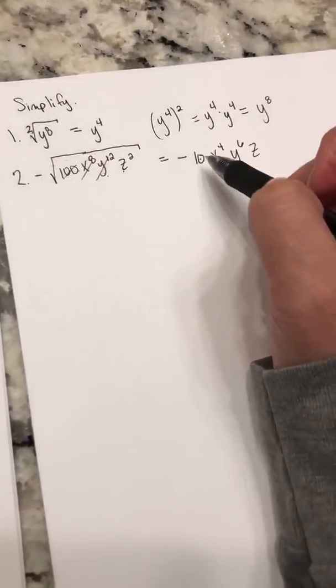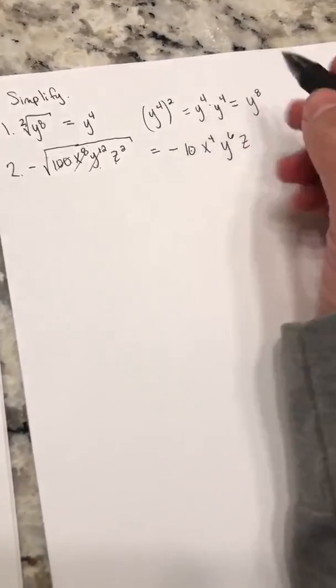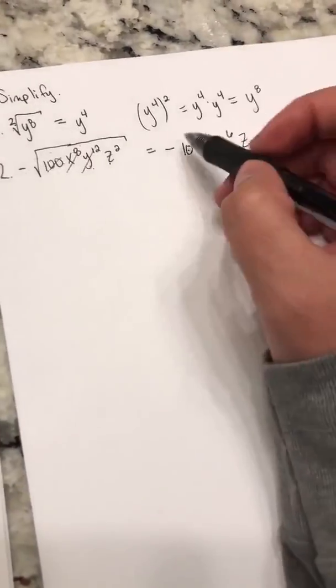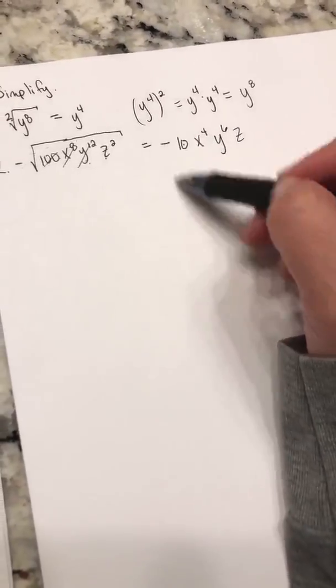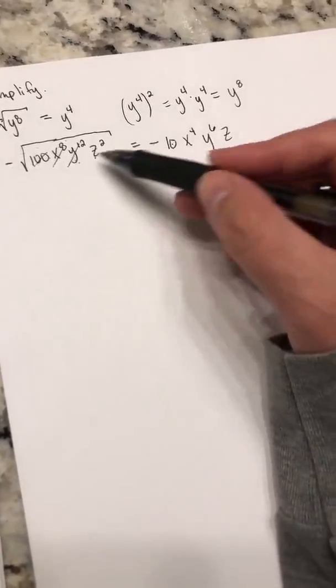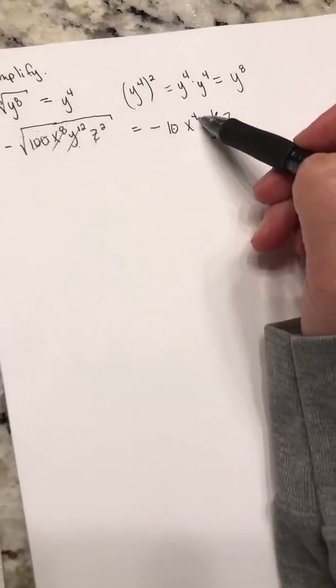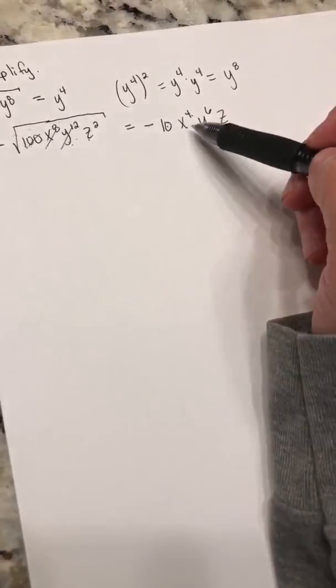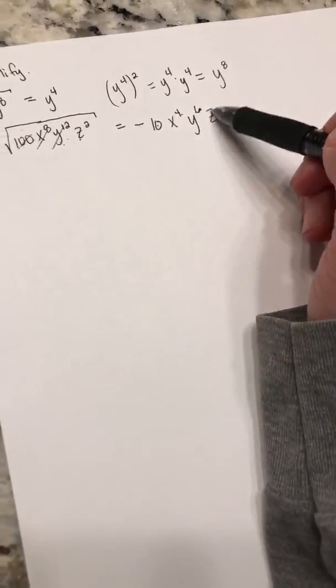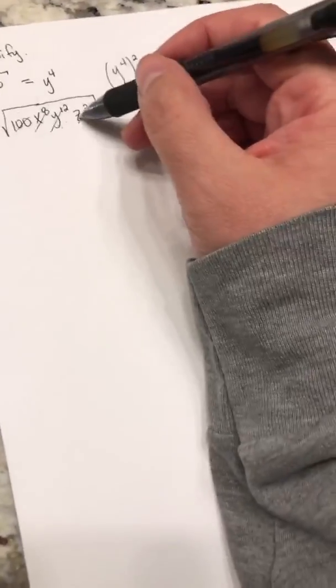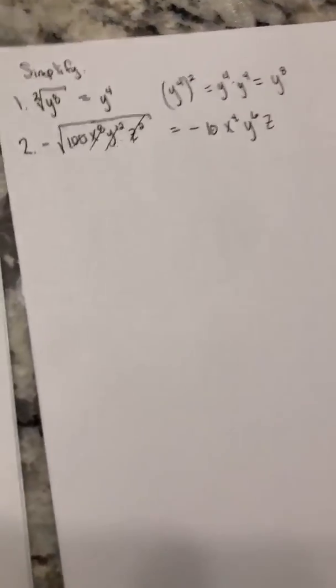So if you wanted to check this by squaring it, the negative's out front, so you would put parentheses around this and square all these. You'd have 10 squared is 100, x to the 4th squared is x to the 8th, y to the 6th squared, 6 times 2 is 12, and z squared is just z squared. So now we've taken care of all of those.